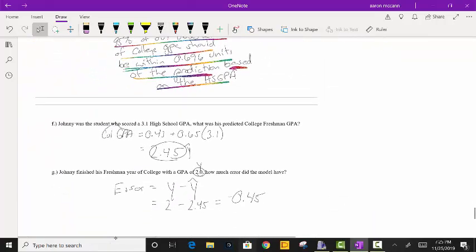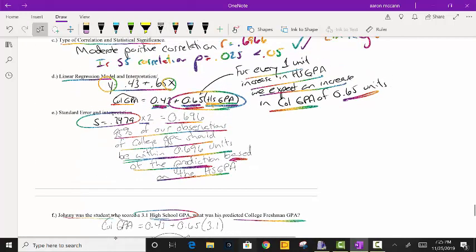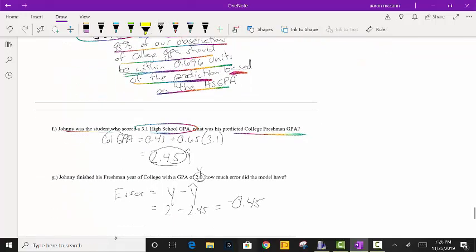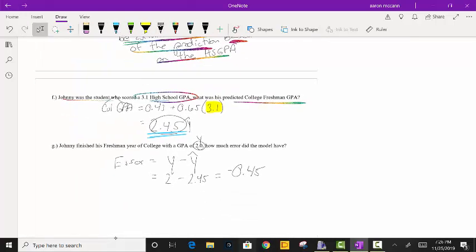And then down here at the bottom is just a few application problems. Johnny was a student who scored a 3.1 GPA in high school. What was his predicted college GPA in freshman year? So we're just going to apply this equation here. We're going to plug his high school GPA in, and we get that his predicted outcome is a 2.45 GPA.